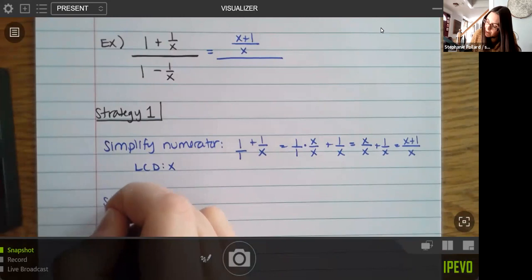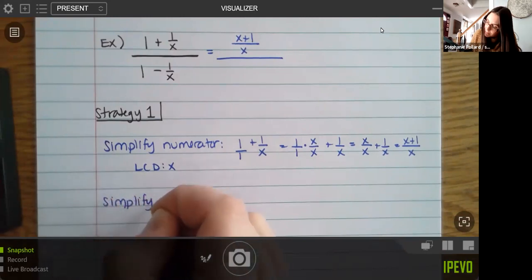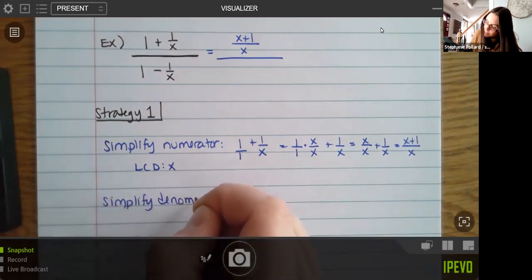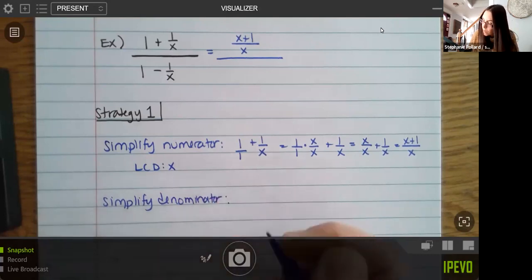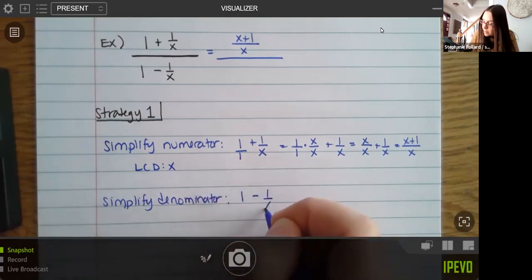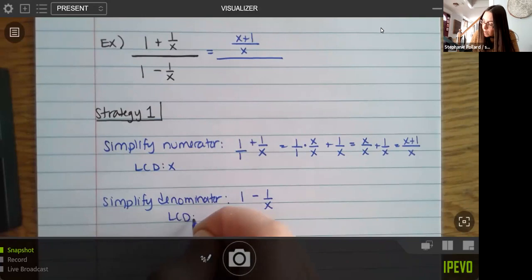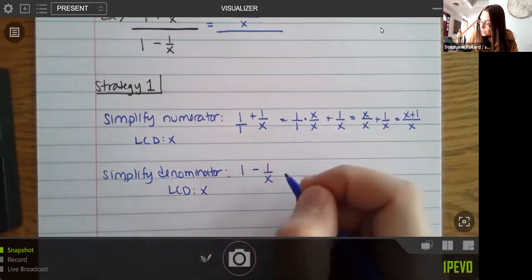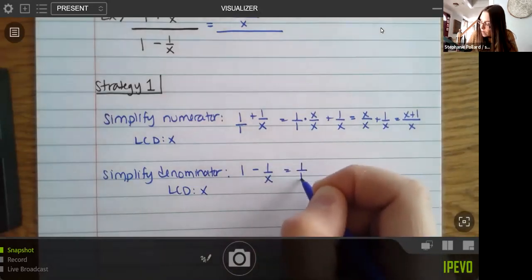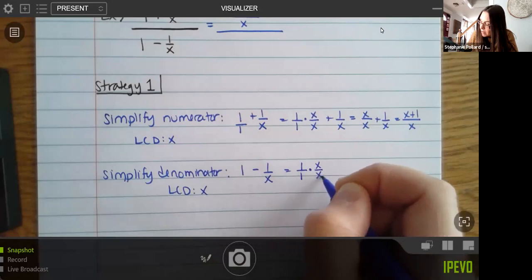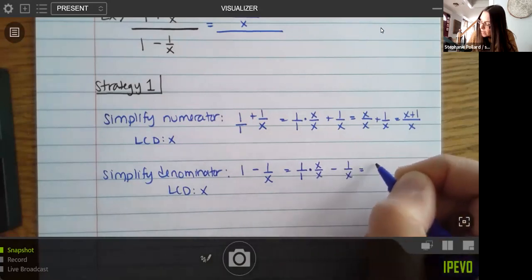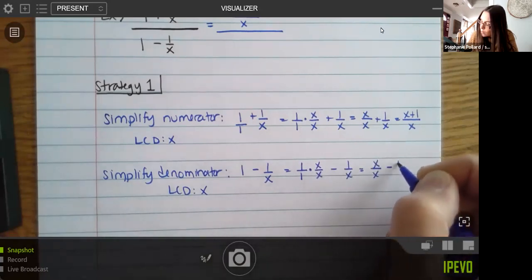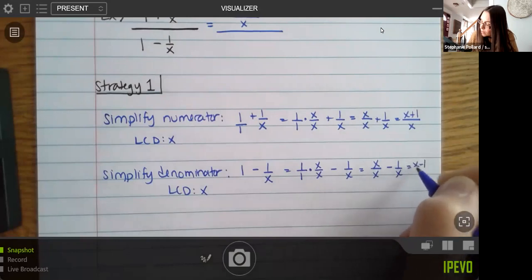And I'm going to simplify my denominator. So 1 minus 1 over x. My LCD, again, is going to just be x here. That's really my only denominator. So I want them both to have x's. So for the first group, it's 1 over 1, and I'm missing that factor of x. So I end up with x over x minus 1 over x, which is x minus 1 over x.